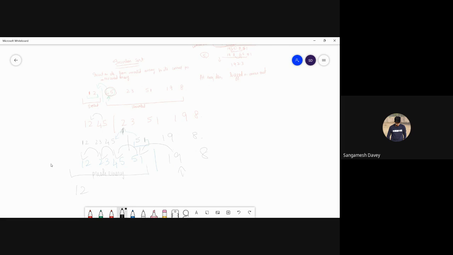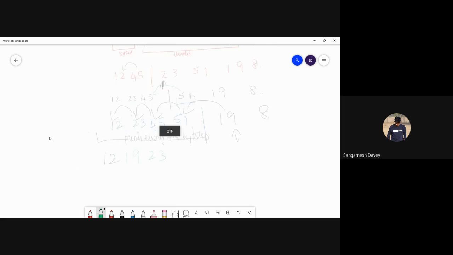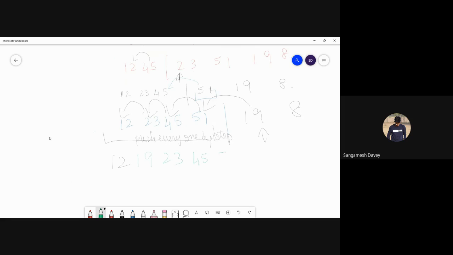Okay, I don't mean the stack wala push. I mean the normal. You push all the indexes by one. Push everyone by one step. As in right now, 19 will occupy the space of 23. 23 will occupy the space of 45. 45 will occupy the place of 51. And 51 will occupy the place of 19. Did you understand this? I'm doing a swap, and I'm pushing everyone by one index.